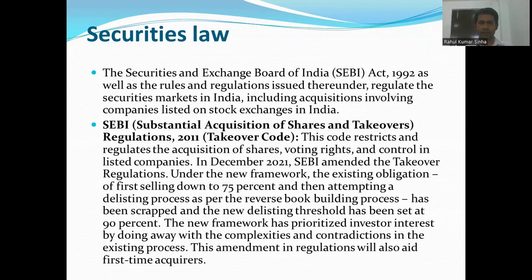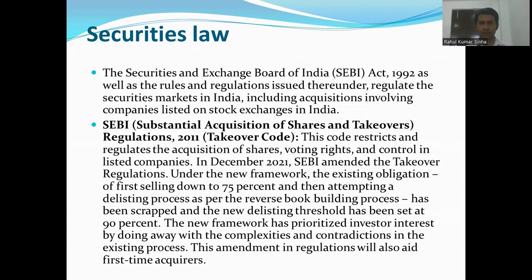SEBI has defined the takeover code. This code restricts and regulates acquisitions of shares, voting rights, and control in listed companies. It means any company which is looking for a merger or acquisition has to follow the takeover code of SEBI, which was brought in the year 2011.